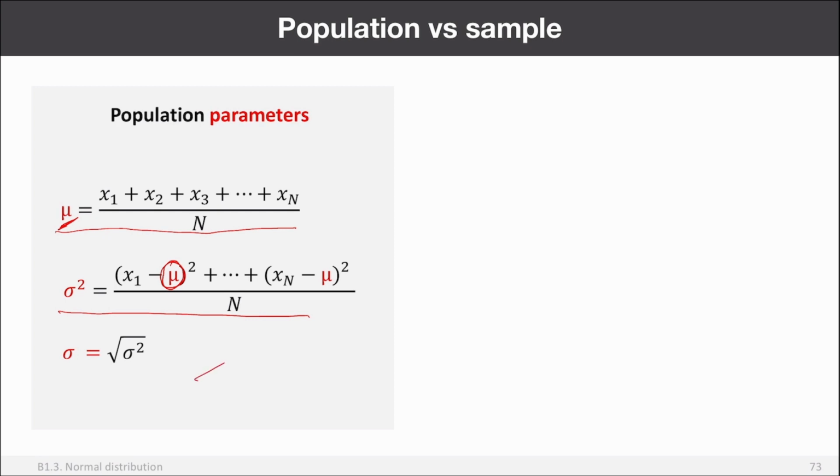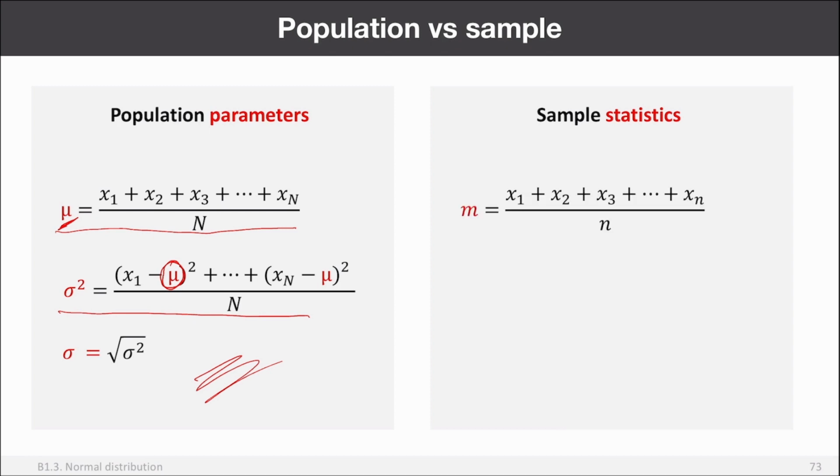We cannot do this theoretical simplification like here. In our sample, we have to compute both parameters. First, we need to compute m, which is a substitute for mu. I will use Latin letters for sample statistics and Greek letters for population parameters. So m is a substitute for mu. It's a sample mean. It's our estimate of the population mean based on our sample.